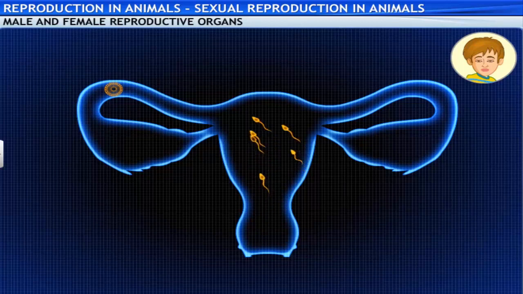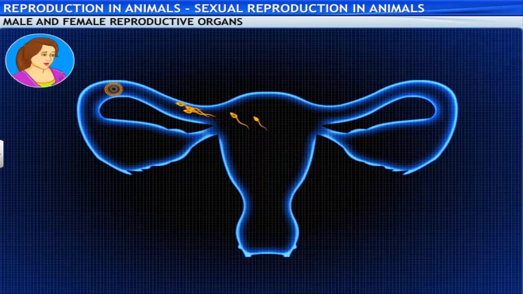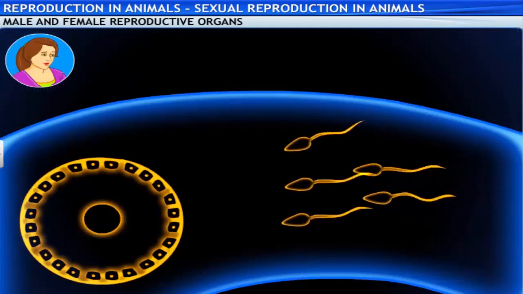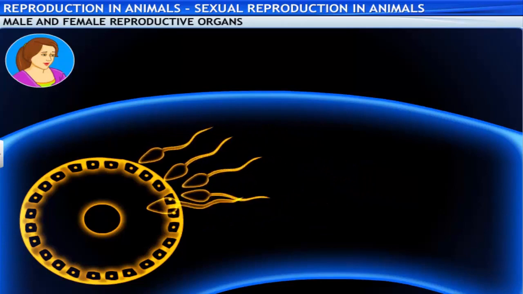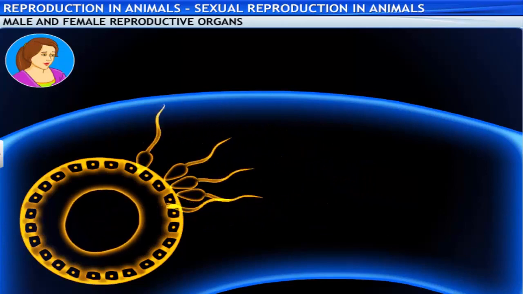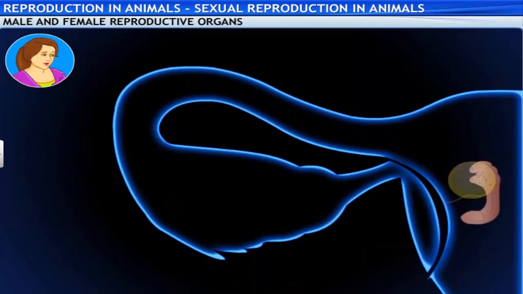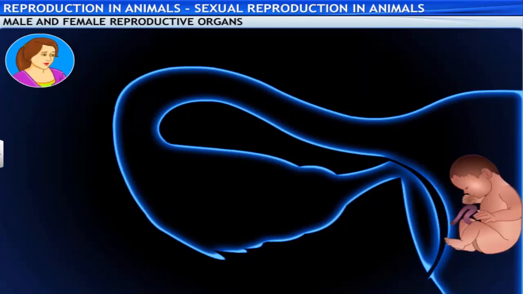Oh, only one egg a month? Yes, one egg a month. But that's why there are millions of sperms. The presence of millions of sperms enhances the chances of fusing with the egg. The uterus supports the development of the baby.